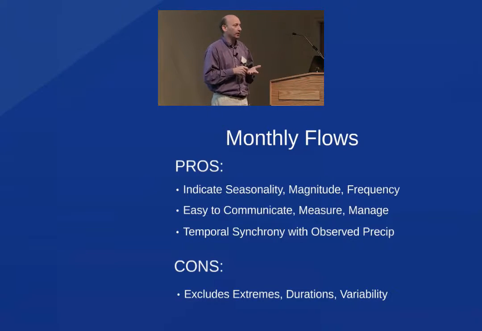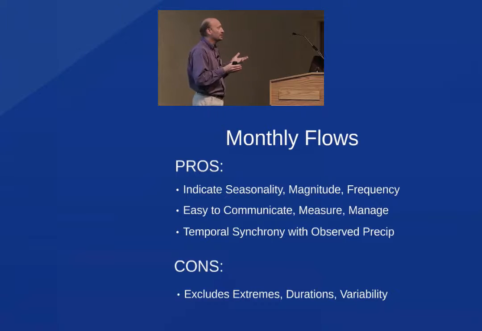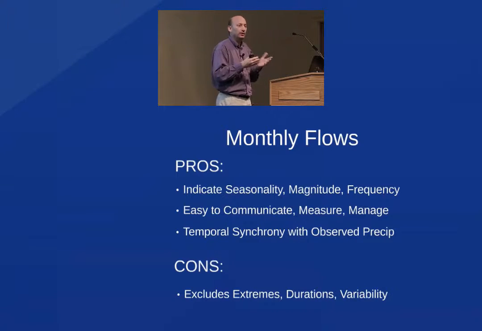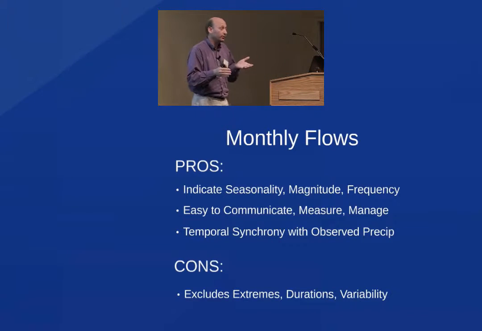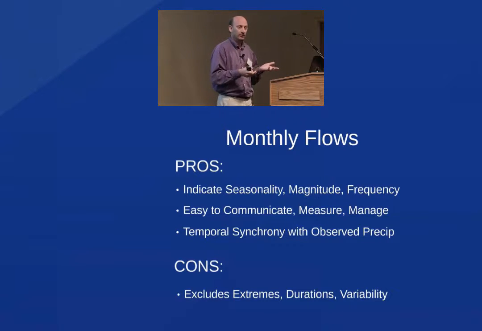So let's try monthly flows. Now the advantages of dealing with monthly flows is that we still have some indication of seasonality and magnitude and frequency if you look at monthly flows over a long period of time. I would also argue that monthly flows are easier to communicate than something like the annual skewness. Okay, how do you explain that to the public, right? Or the 7Q10, although that's probably one that a lot of people understand. So there's a lot of metrics out there that we just thought were too confusing.